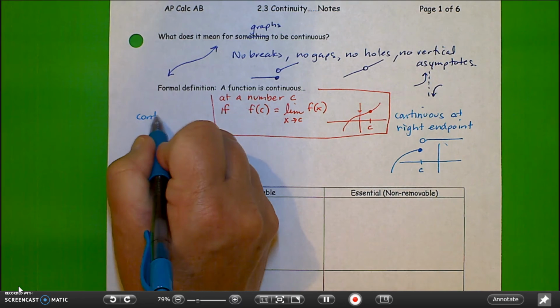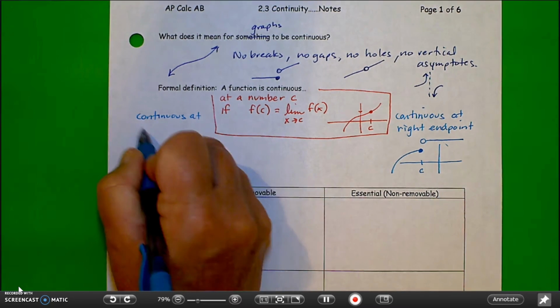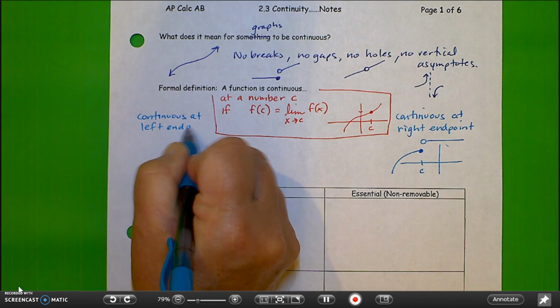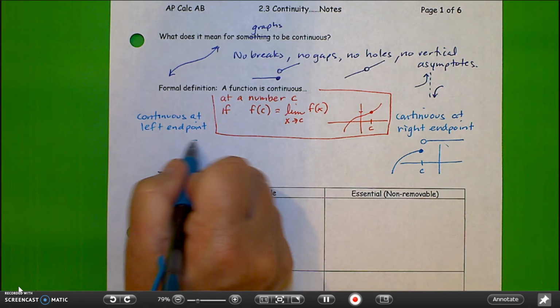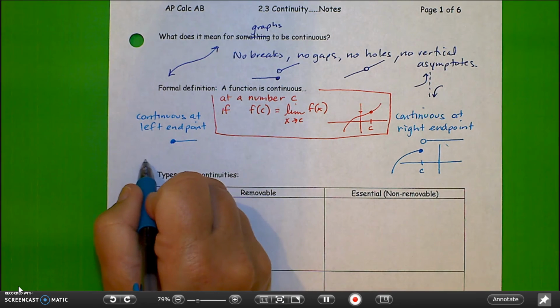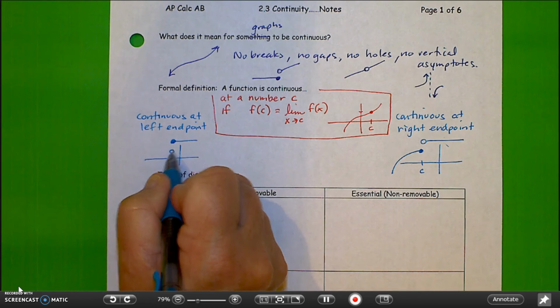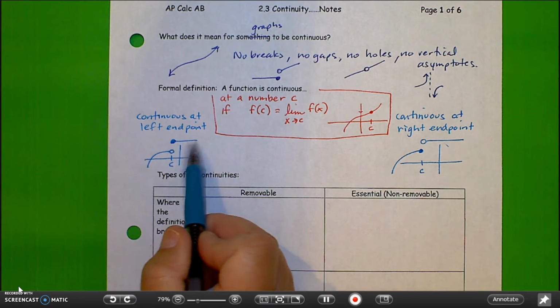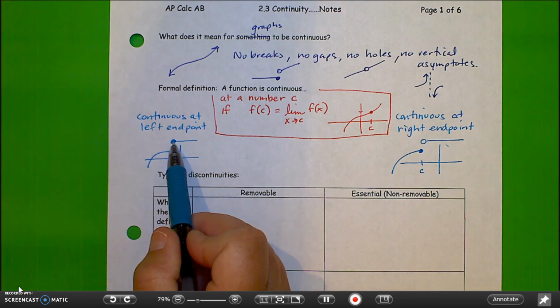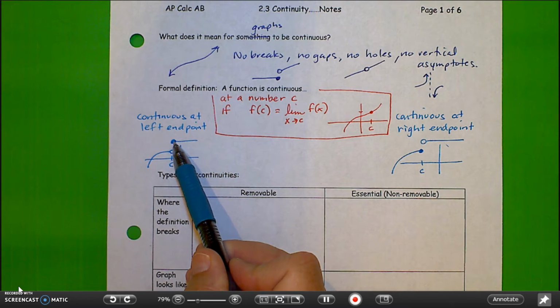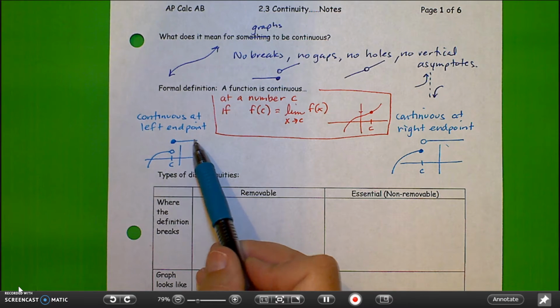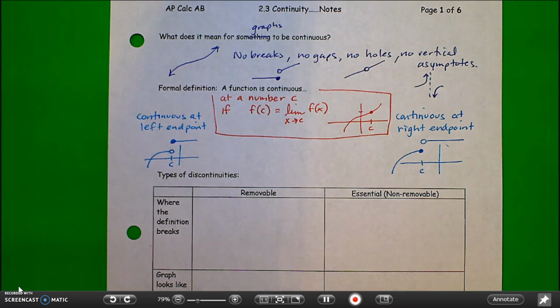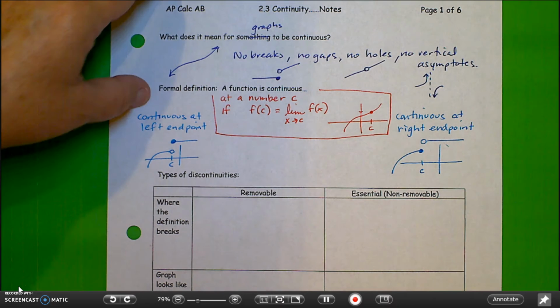Continuous at the left endpoint is a similar concept. So that's going to be where, let's say the graph was like this instead, where the open circle was here. So this is continuous at the left endpoint involving this part of the graph, because at the left endpoint, the function value f of c, it's defined here, and that's also equal to the limit as x approaches c from the right-hand side of the function. Okay, that gives you a little bit of background.